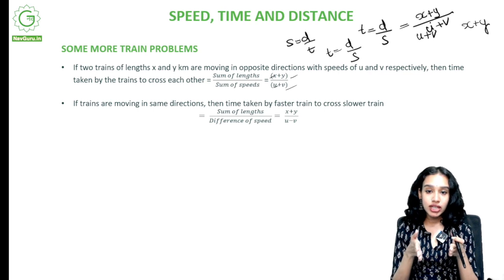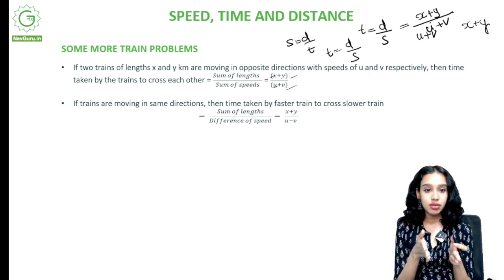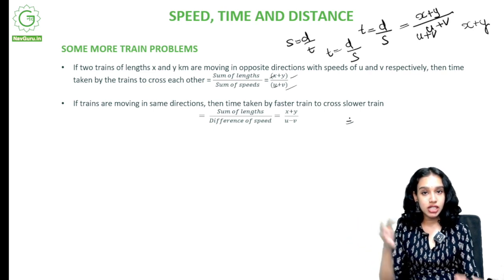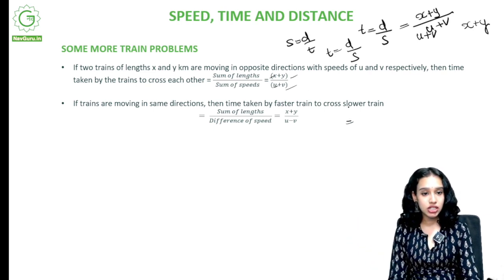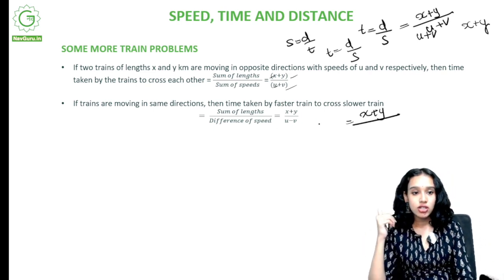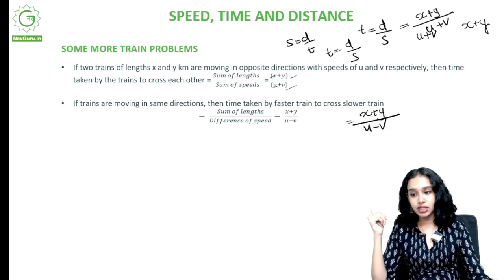Now, if the trains are moving in the same direction, then the time taken by the faster train to cross the slower train would be the sum of lengths, obviously, because we have two trains, that is x plus y, divided by the difference of speeds. Why? It is moving in the same direction. So, we will take the difference of speeds, right?